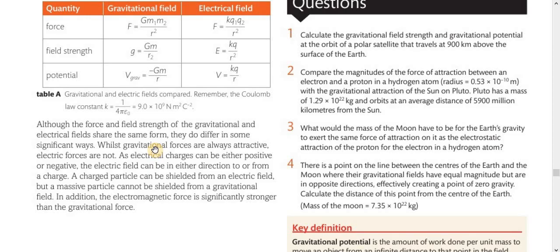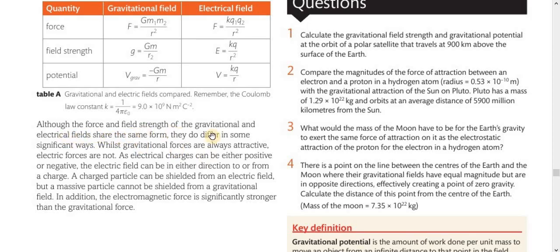Okay. But electric fields can be shielded. So if you keep a metal sheet or something, on one side the electric field is there, you have the metal sheet. On the other side there is no electric field. So the electric field can be shielded, but the gravitational field cannot be shielded. Okay, that's what's explained here.